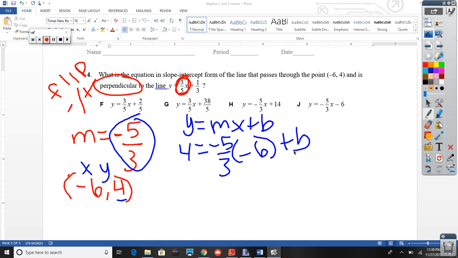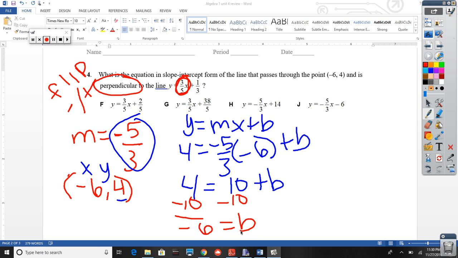Now I'm gonna multiply this top part. Negative 5 divided by 3 times negative 6. I believe it gives me 10. 4 equals 10 plus b. I want to solve for b because that's the goal. I want to know what b is. So I'm going to take away the 10. So I have negative 6 equals b.